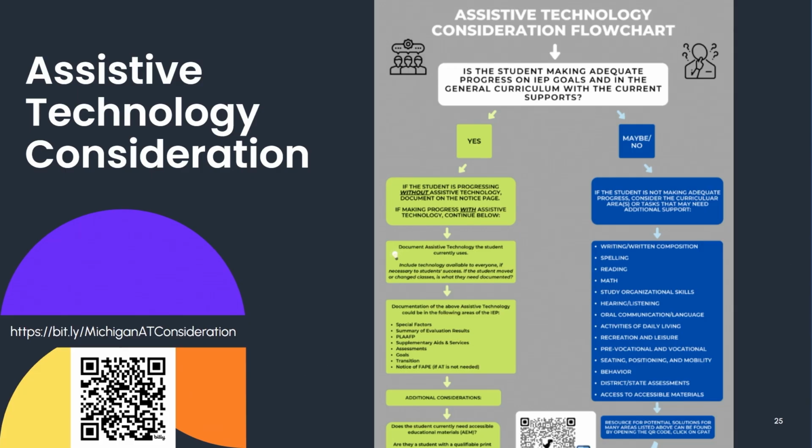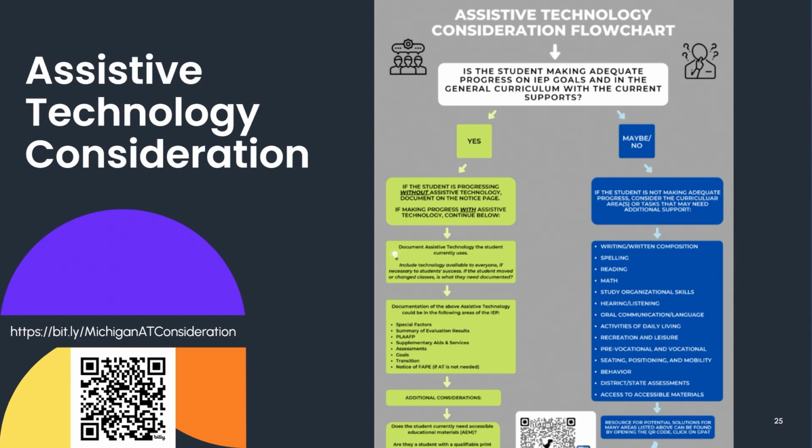So is the student progressing without AT? Make sure you document that on the FAPE page. Is the student making progress with AT? Then continue on and follow this, right? Where is it being documented throughout the IEP? And then make sure you're having all of the consideration around the rest of the team, what new information, etc., that I just went over.